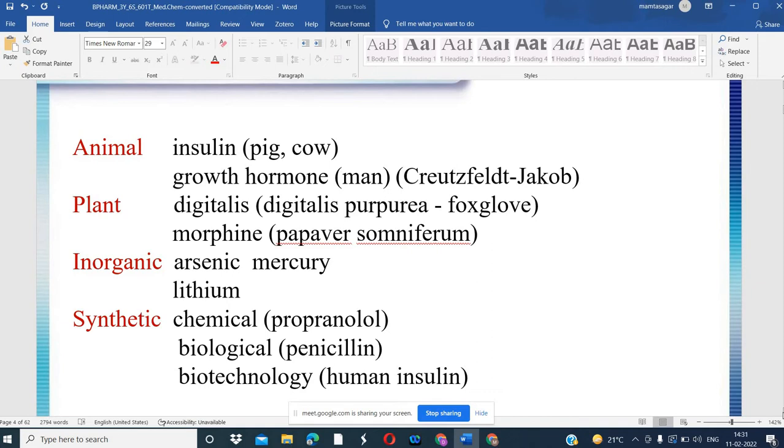There can be inorganic drugs: arsenic, mercury, lithium. But these molecules also have side effects. So inorganic compounds are used, but they have side effects.